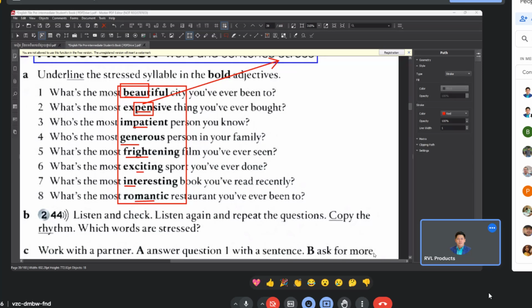The most romantic restaurant I ever been to is the Prasad restaurant. Prasad restaurant.